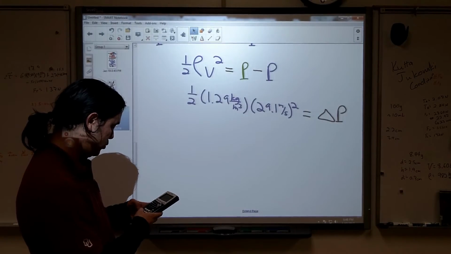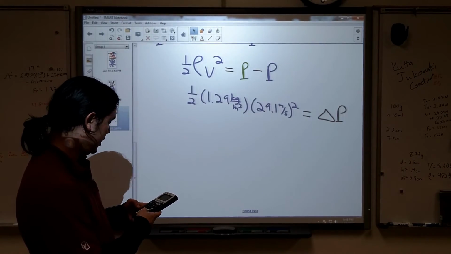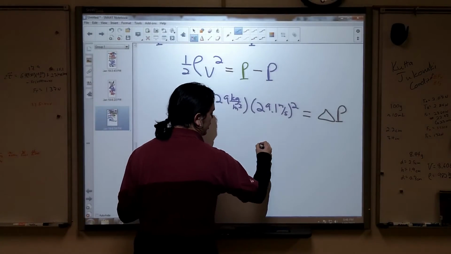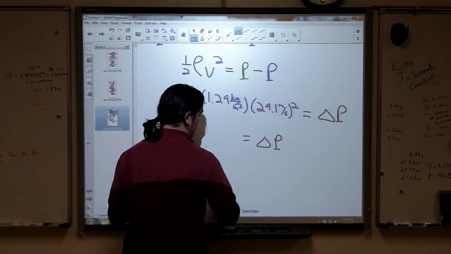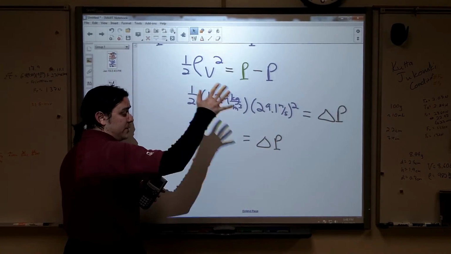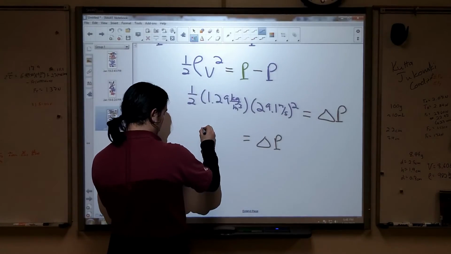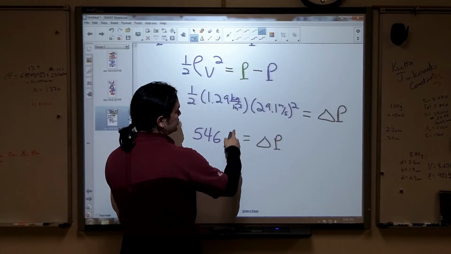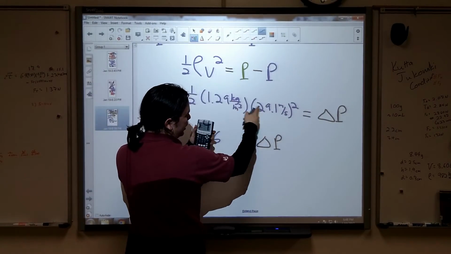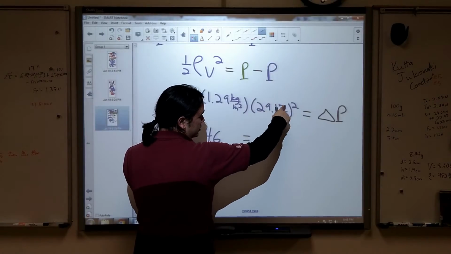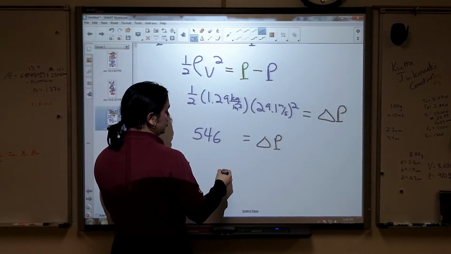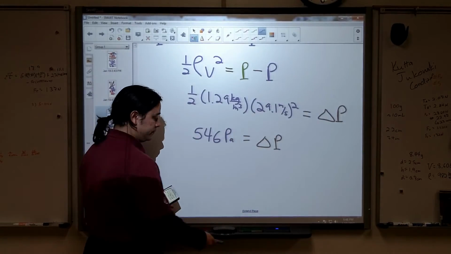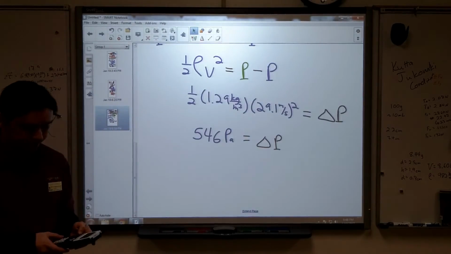We're pretty much done. 29.1 squared times 1.29 times 1/2. I come up with the following: the pressure difference between the inside of the house and the outside of the house comes up to 546. Well, these are pressures. I have kilogram per cubic meter. This is one where it gets a little weird, but we have meters squared per second squared. Go through and double check the units, but you will find that since we're finding a pressure, it will come up to pascals. This is the pressure difference.